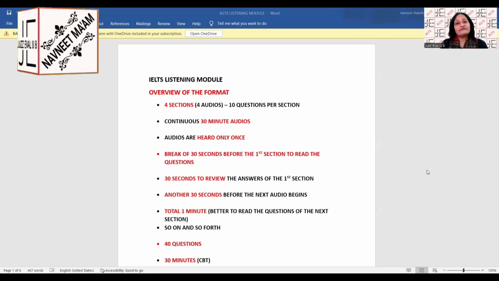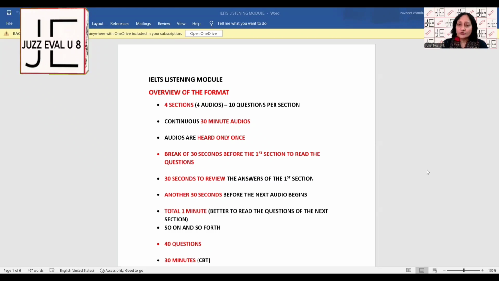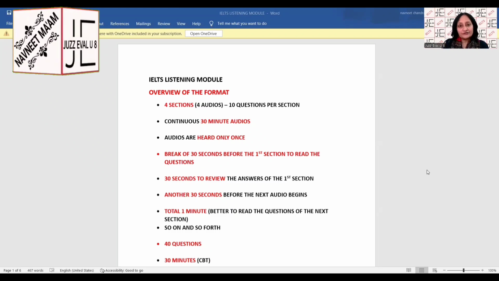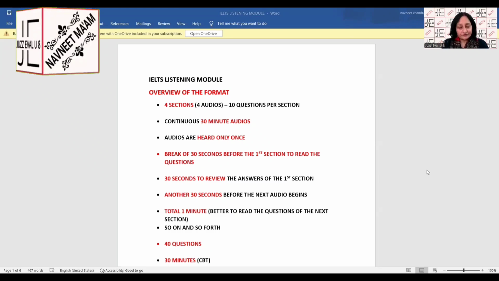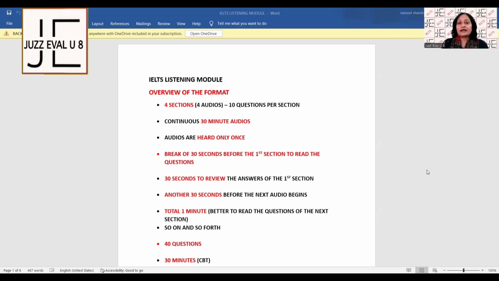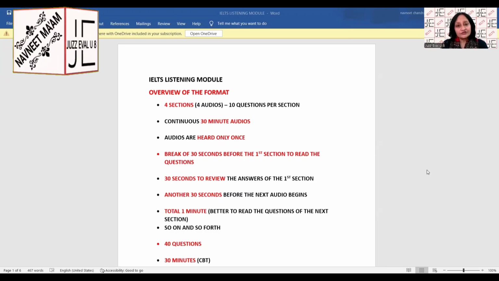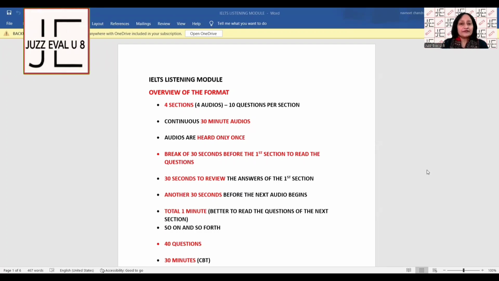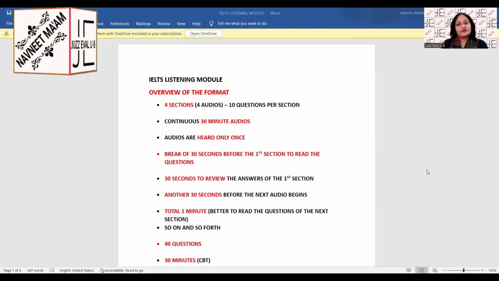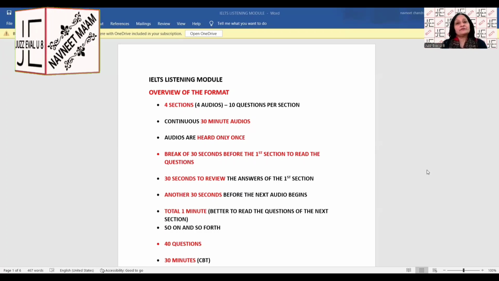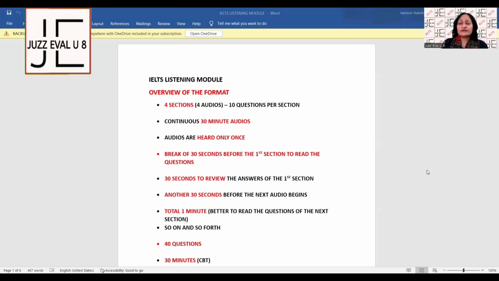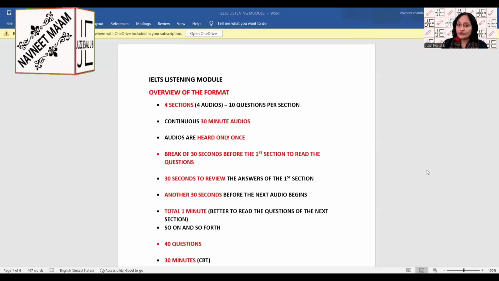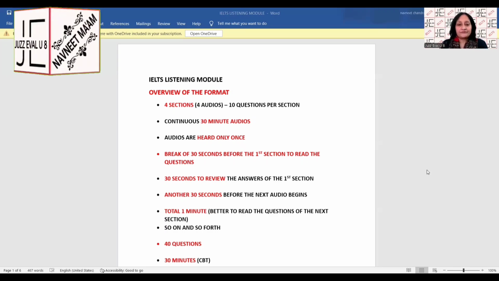Before the first section starts, you'll get 30 seconds to read the questions of this section. You have to give a quick glance to the questions and make a note of the keywords so that when the audio starts, you're able to quickly fill in the blanks or whatever type of questions are given.